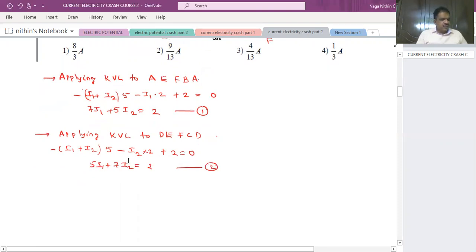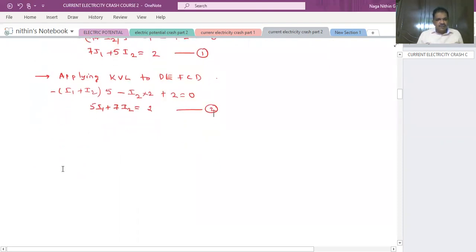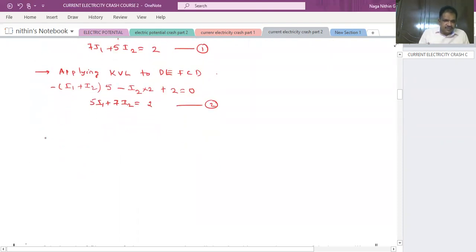Now we will solve these two. First we will eliminate I2. That's why I am multiplying the first equation with 7.